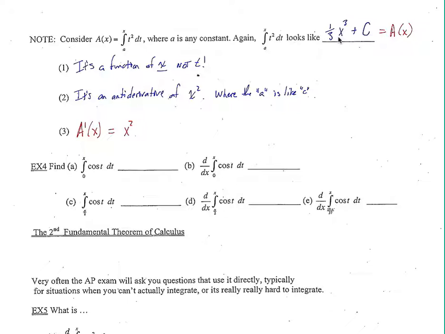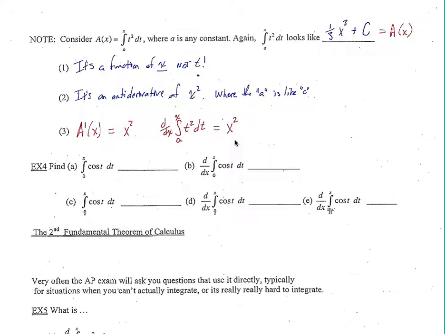Which is to say, and here's the important observation, that if you have this integral that goes from a to x of the function t squared with respect to t, and you take the derivative of this with respect to x, which is what this is, so this part here is our A of x, we take the derivative of it, and we end up getting x squared.